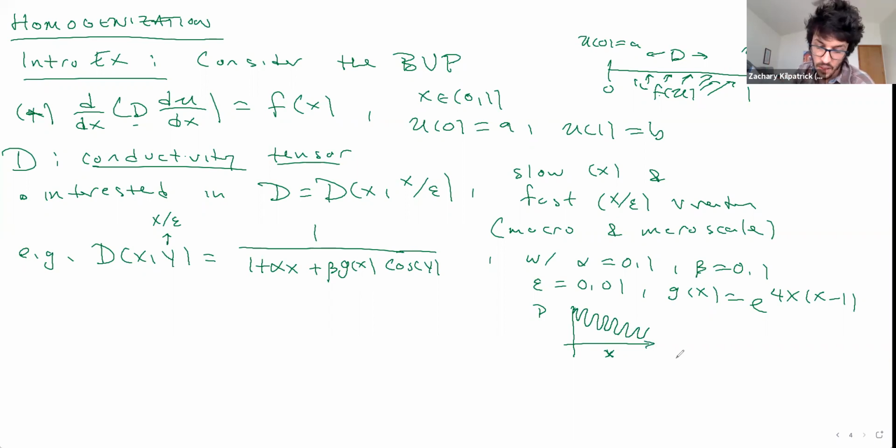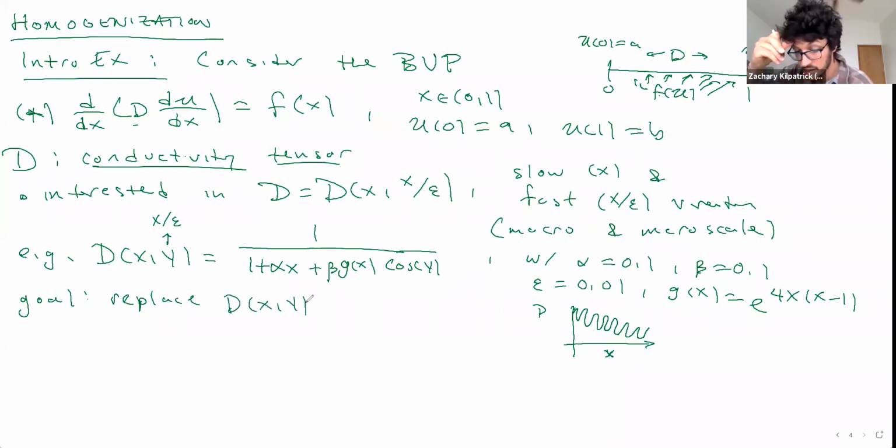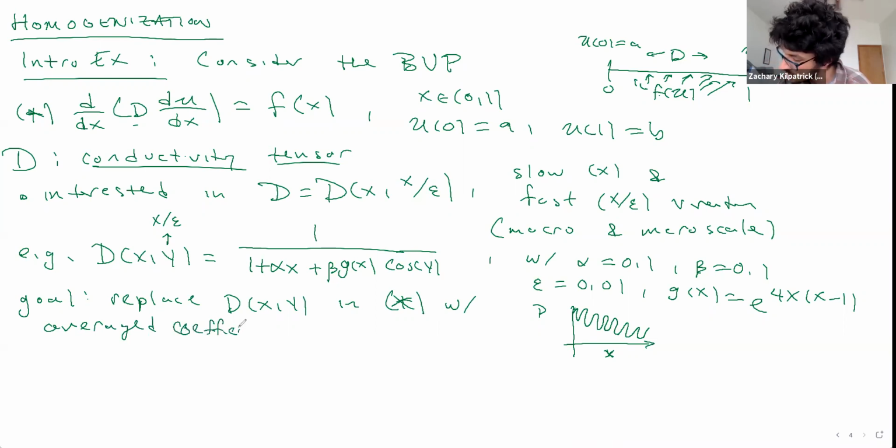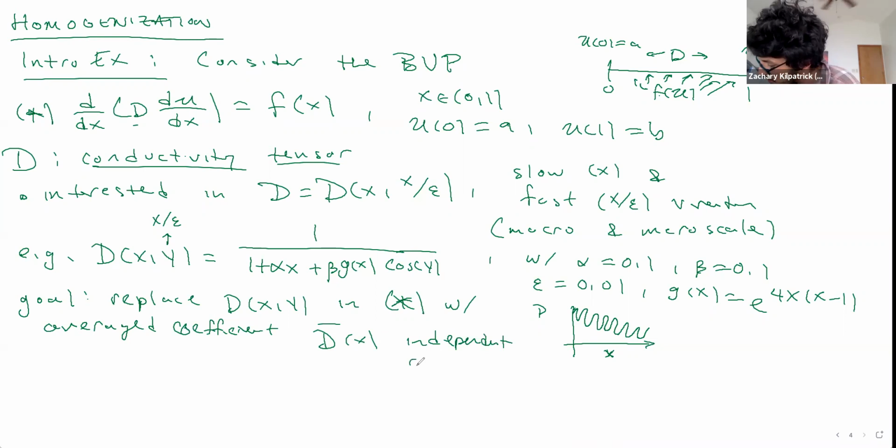All right. So what's the goal here? Our goal in general is to replace D of x, y in our boundary value problem with some averaged coefficient D bar of x, and we want it to be independent of epsilon.